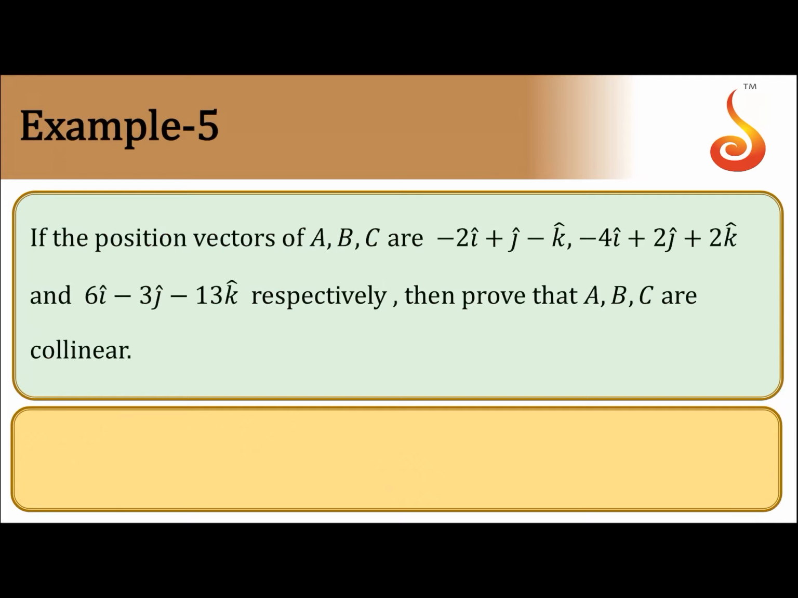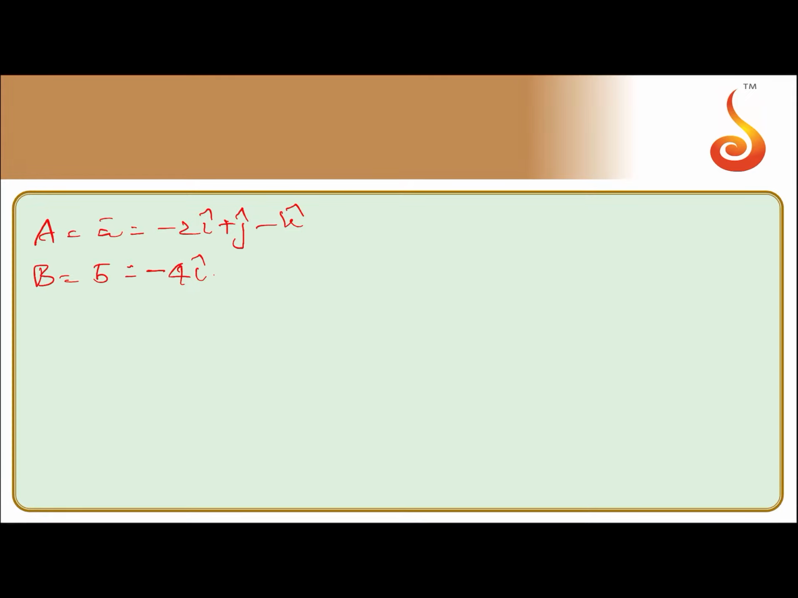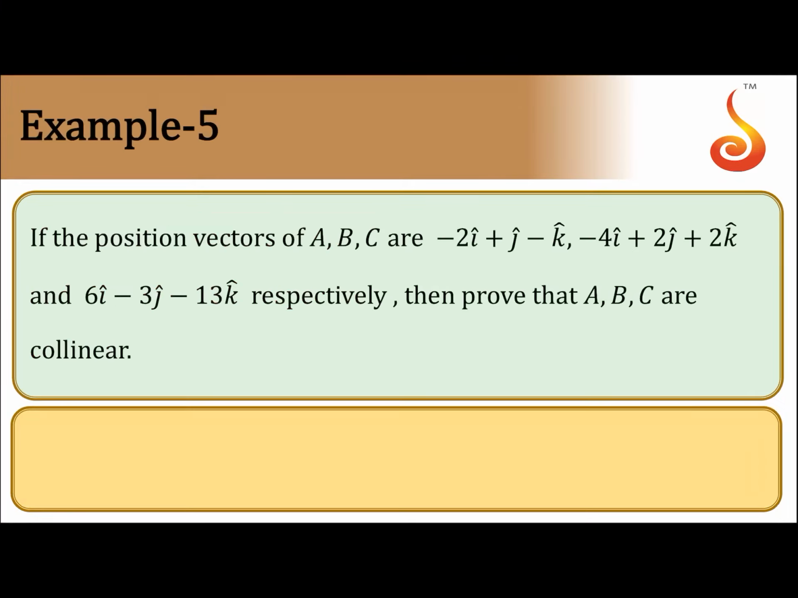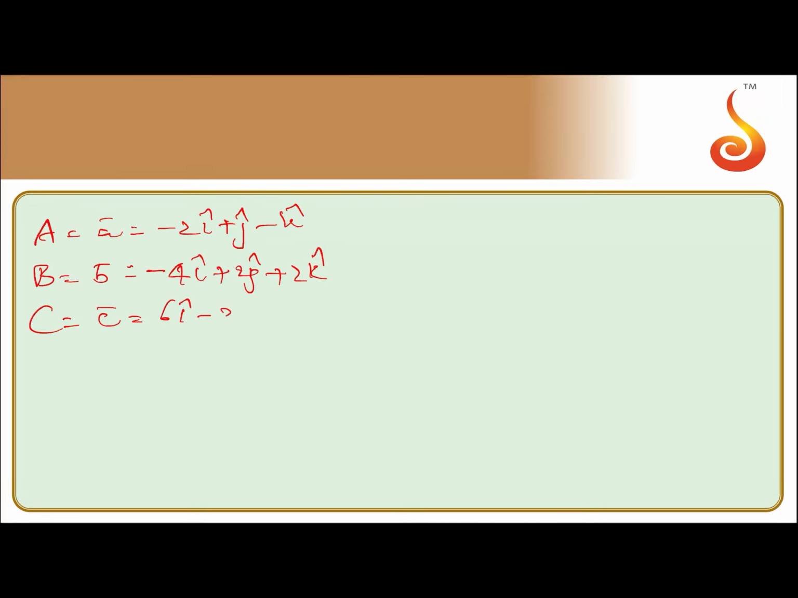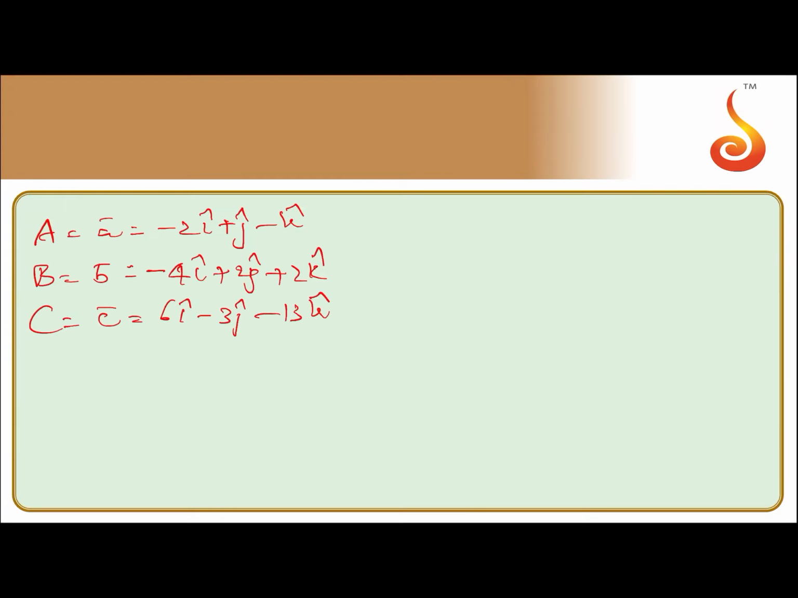Let's say A is the point with position vector a bar equals minus 2i plus j minus k. And B with the position vector b bar equals minus 4i plus 2j plus 2k. And C with the position vector c bar equals 6i minus 3j plus 13k. So A, B, C are the 3 points with the position vectors given to you. Prove that A, B, C are collinear.